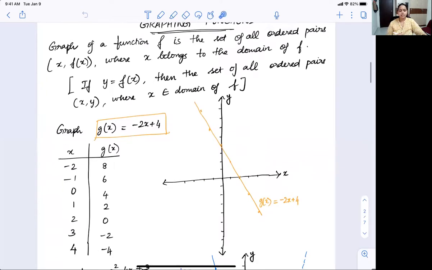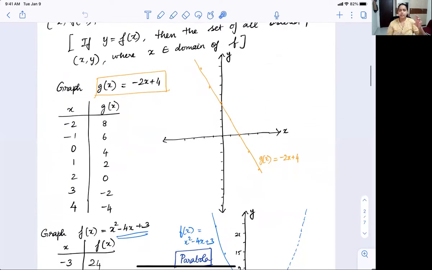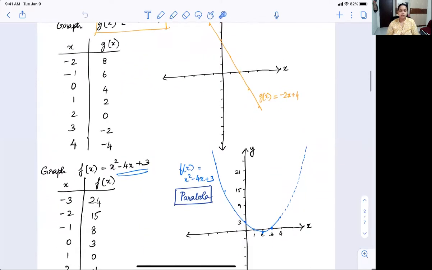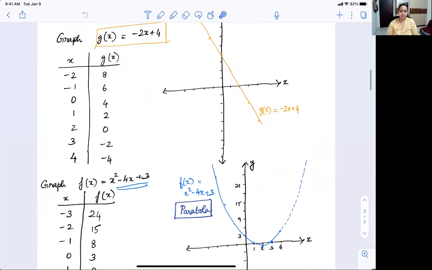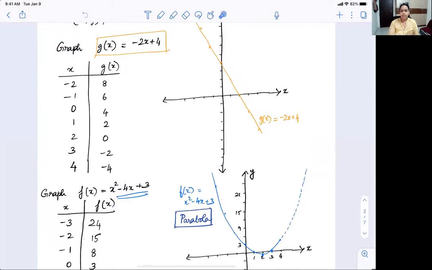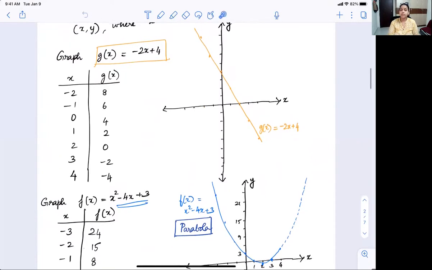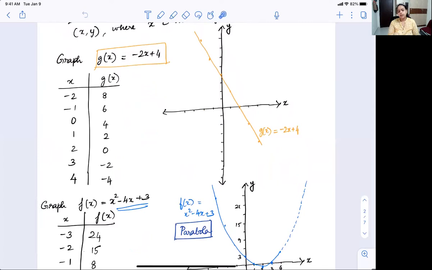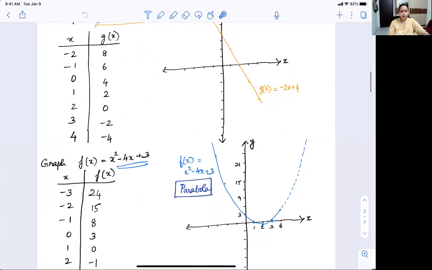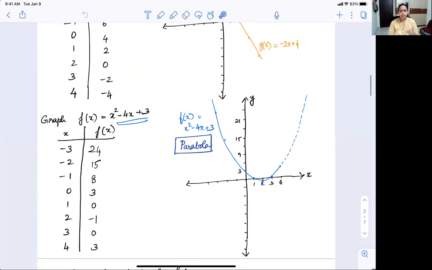So I've given a couple of examples here where I've plotted g of x is minus 2x plus 4, and I've also plotted another function f of x is x squared minus 4x plus 3. Now this g of x is a linear function, which I'm assuming most of us are now familiar with. So that's fairly straightforward. The second one here, the one that I've drawn for f of x, is a quadratic function. And quadratic functions, when you plot them, are often going to take the shape of either a u or an inverted u.